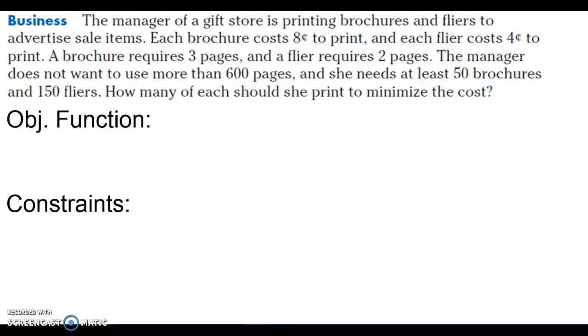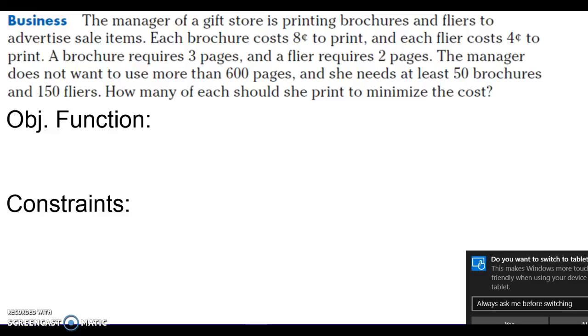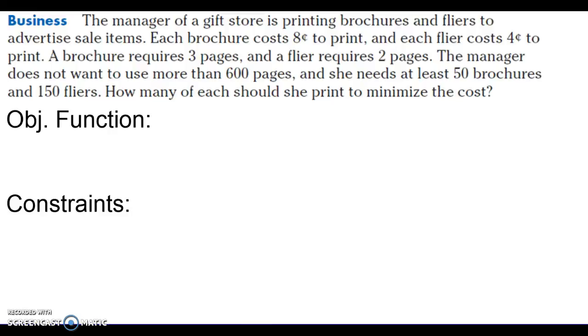Good morning. Let's go over the linear programming problem that we did on Friday. So this is a scenario of a business person printing brochures and flyers to advertise sale items. And they want to know what would be the best way to minimize the cost. So we're going to look at each different part of this equation.